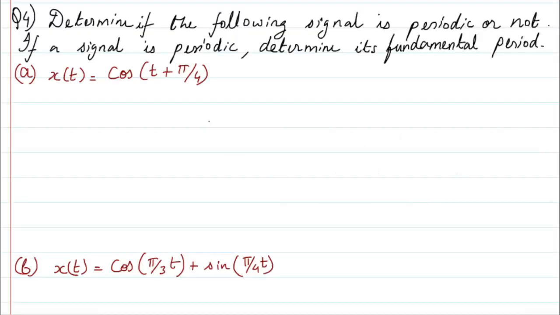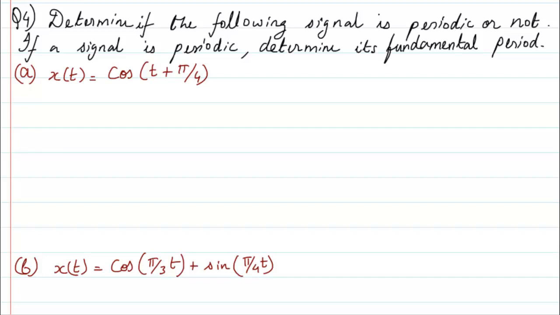Hello students. Next let us look at some problems wherein we try to find out the period of a signal. Determine if the following signal is periodic or not. If a signal is periodic, determine its fundamental period. Here we have a signal x of t equal to cos of t plus pi by 4.